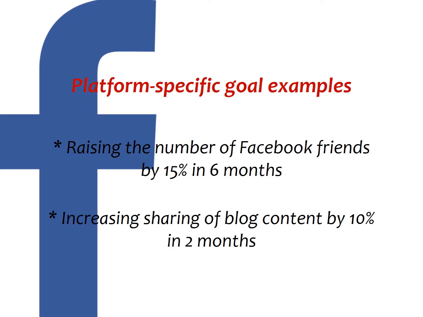For instance, a social media marketing goal might be as simple as raising the number of Facebook friends by 15% in 6 months. It's easy to monitor a goal like this as well, which is a very critical component of management. So if you only see a 2% increase in 2 months, let's say, it's likely that you are doing something wrong because your goal is to have a 15% increase over 6 months.